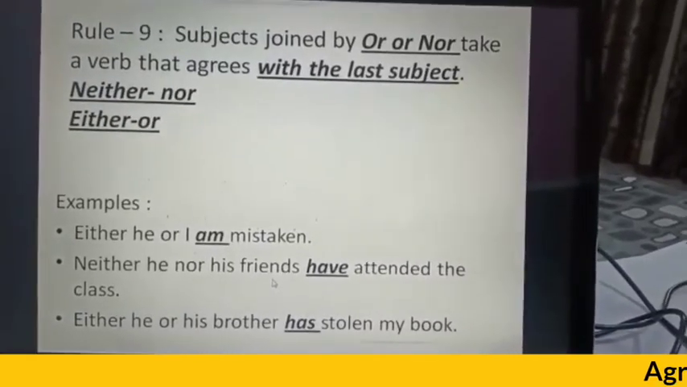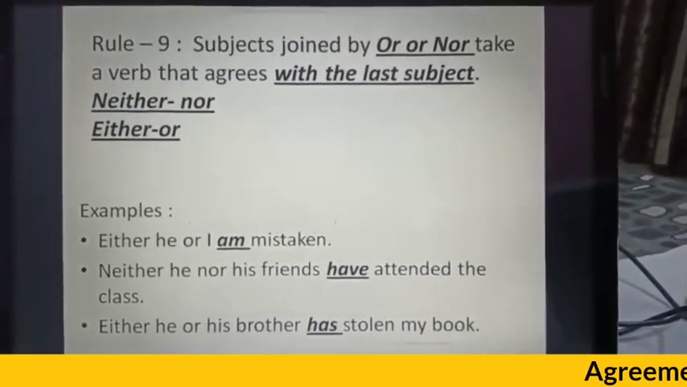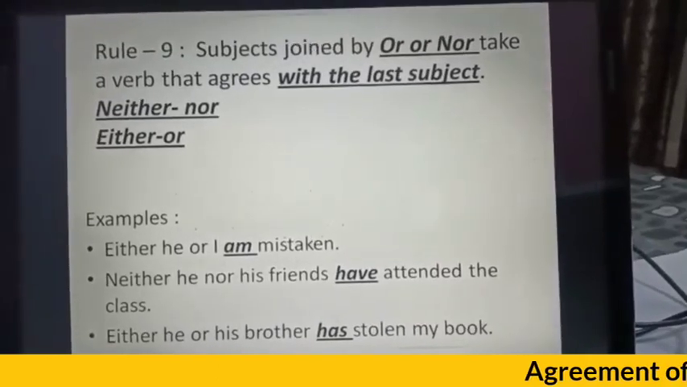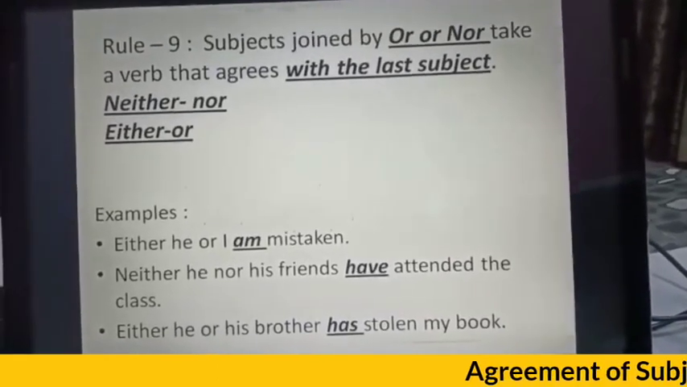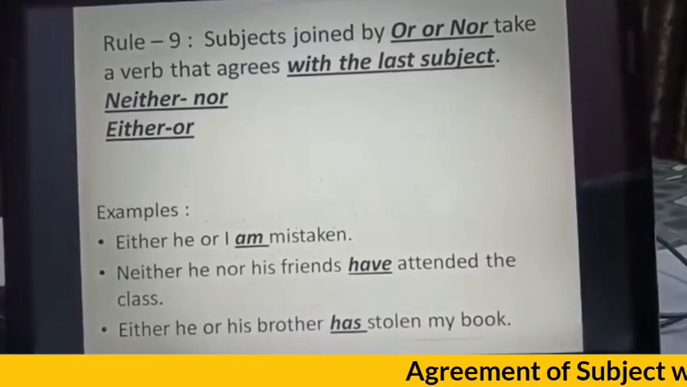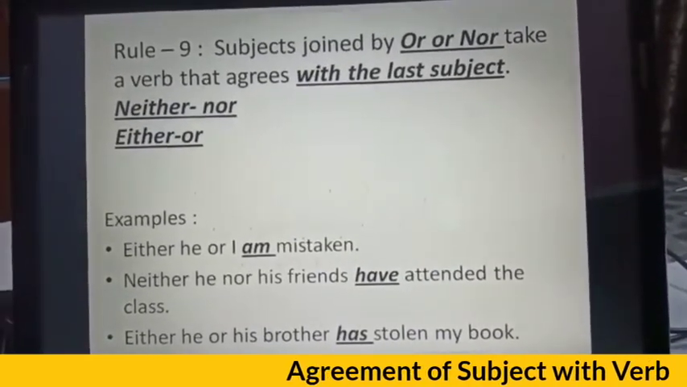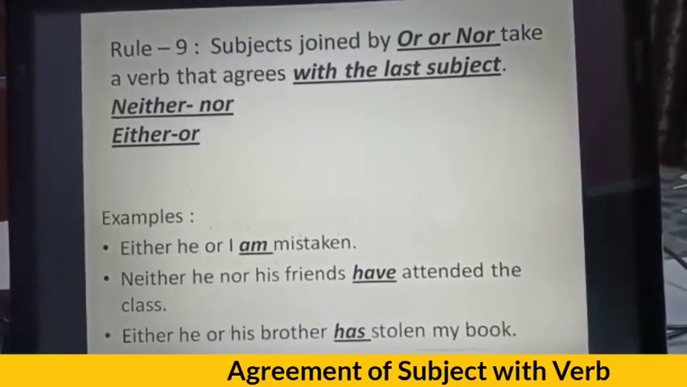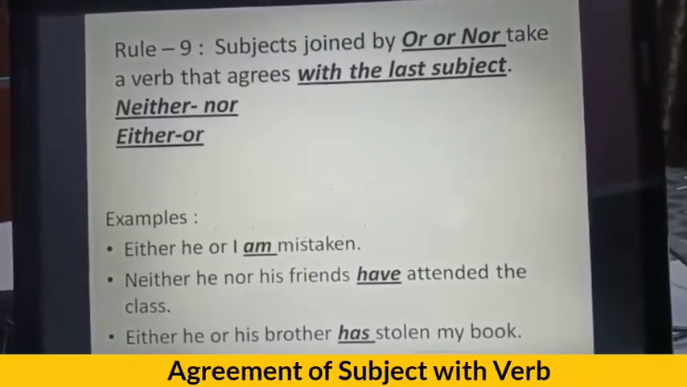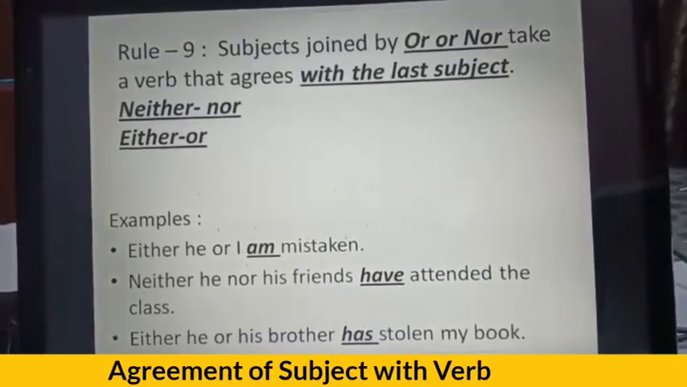This very rule is contrary to the rule of as well as. In the sentences where we use as well as, the verb always agrees with the first subject, but in the sentences where subjects are joined by or and nor, the verb always agrees with the subject nearest to it.